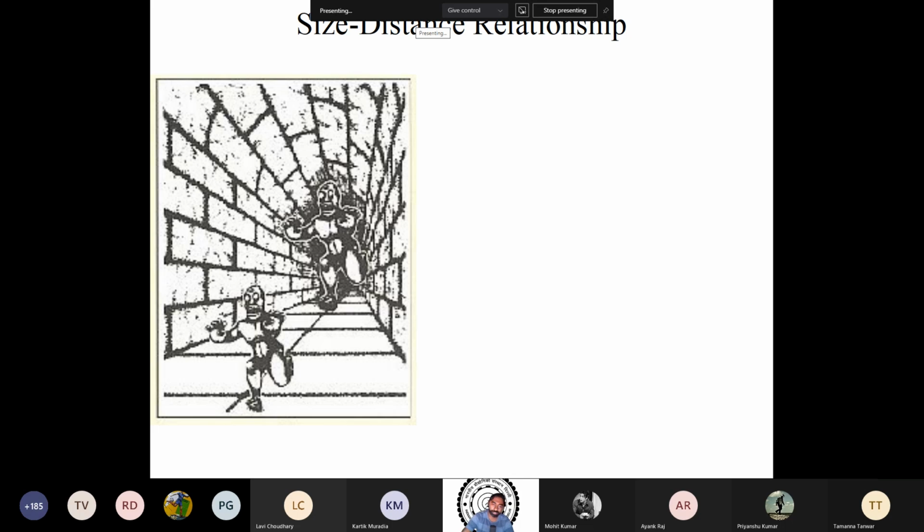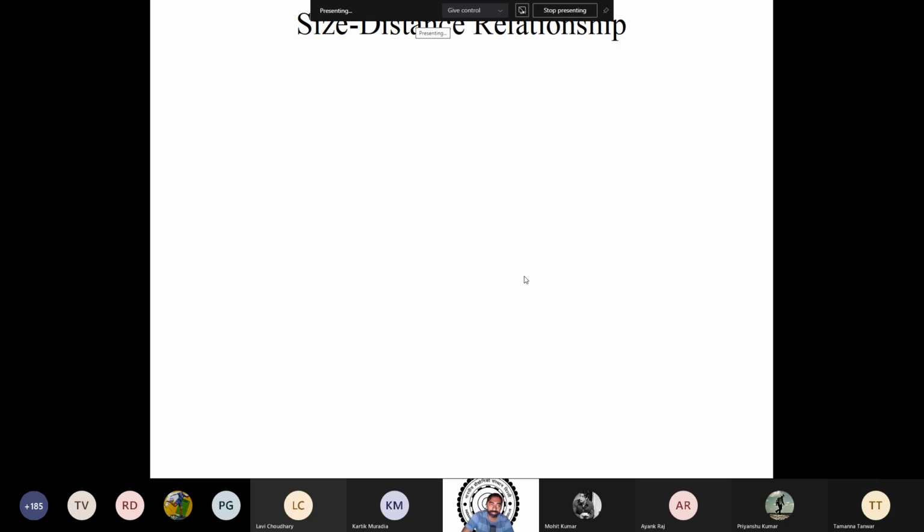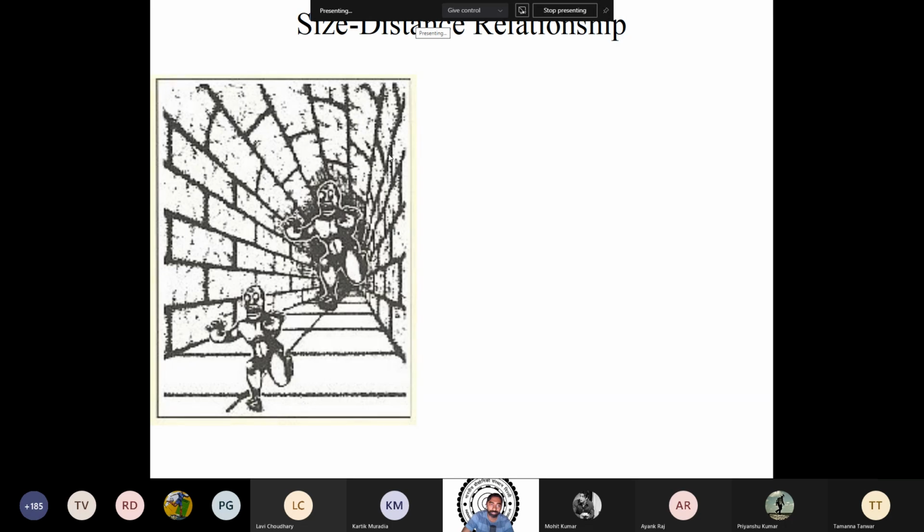What you see is what your sensory system perceives, and what you interpret is what your mind essentially makes sense out of it. Are they the same or different? A bigger monster is chasing a smaller one. Same. Actually, they are the same size. The size of the monsters is the same.